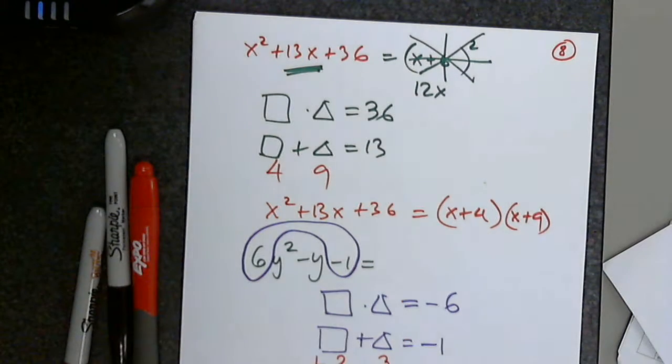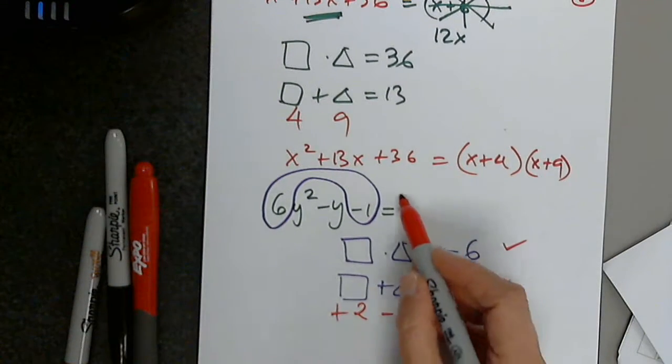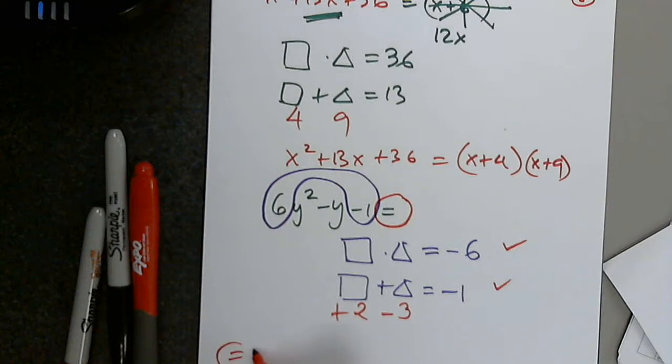Very good. Now this is guaranteed, right? 2 minus 3 is -1. 2 times -3 is -6. Both conditions have to be fulfilled. Here's what happens next. This is not trivial. Careful.